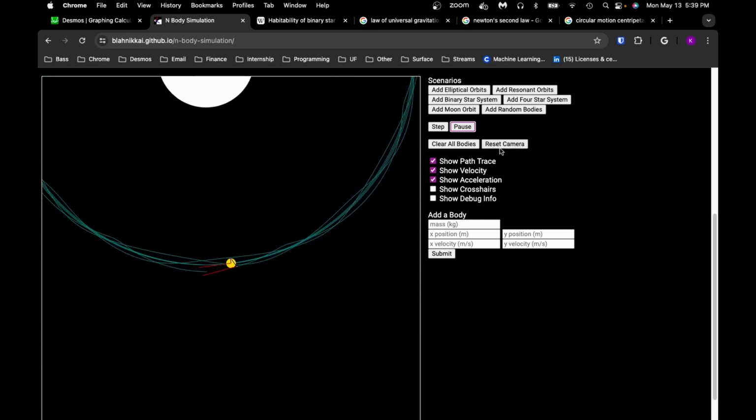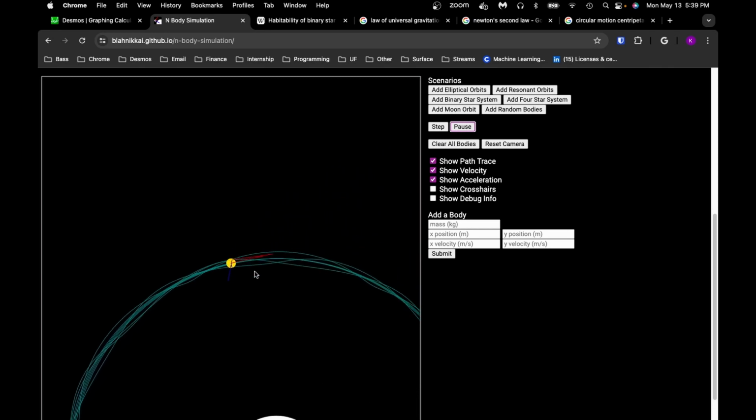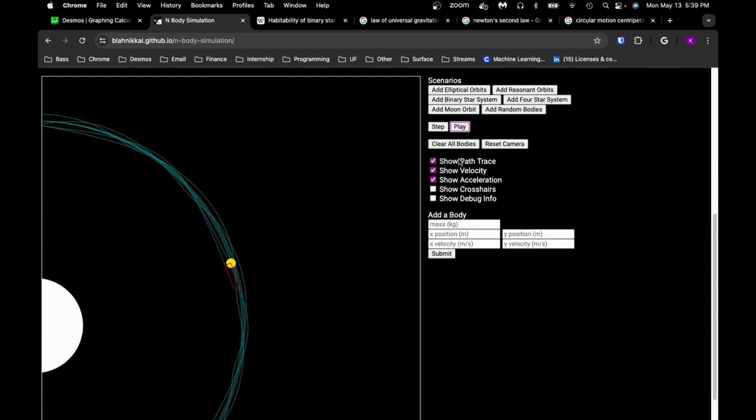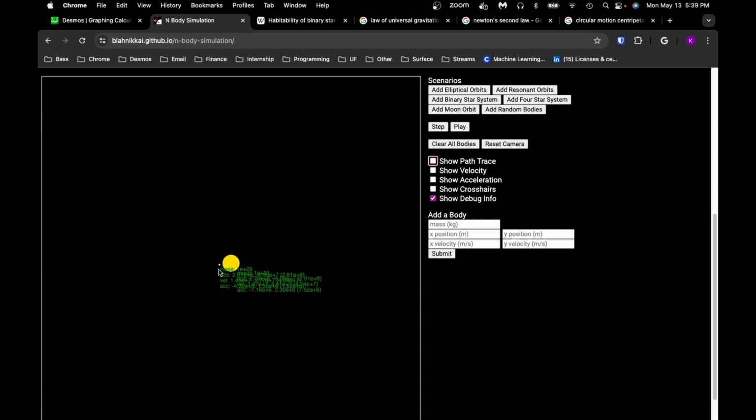One thing that I forgot to mention when we were talking about the values, in the debug info, I'm going to delete the moon actually so we can see the debug info. The position, velocity, acceleration, these are all SI units, right? So like meters per second, and meters per second squared.